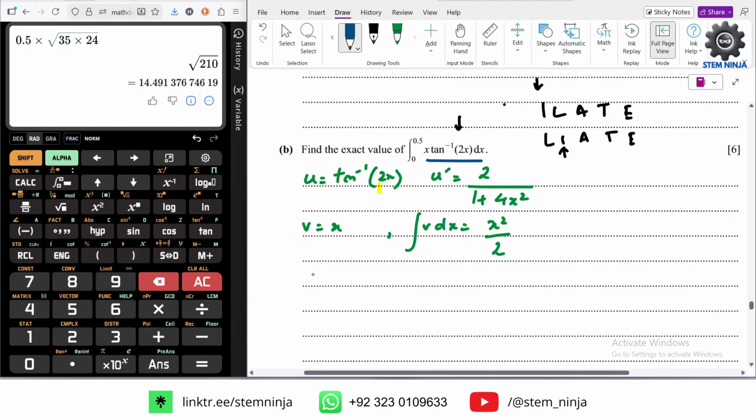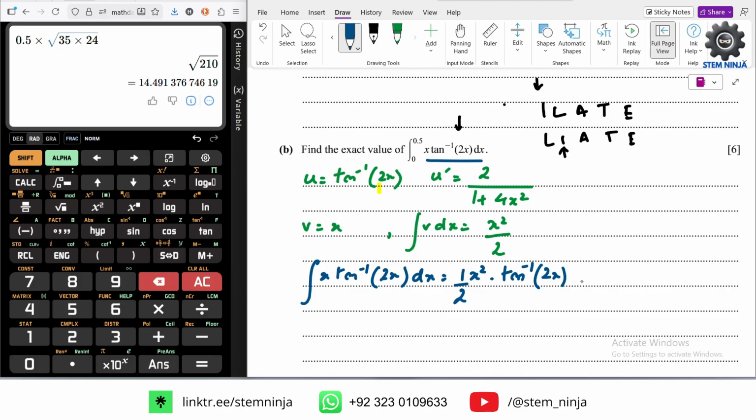So we do the integration by parts now. So the integral of x tan inverse of 2x dx is going to be u times the integral of v dx. So 1 over 2 x squared tan inverse of 2x minus u prime, 2 over 1 plus 4x squared, times x squared over 2 dx.